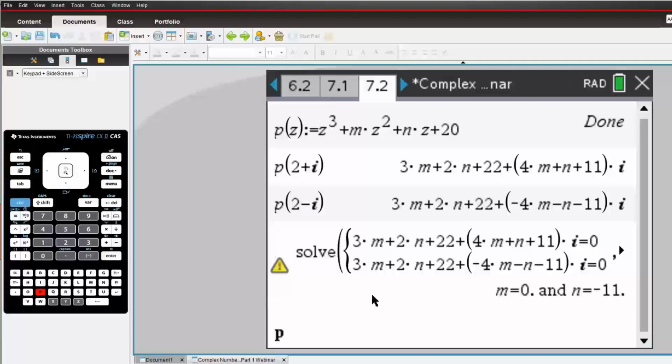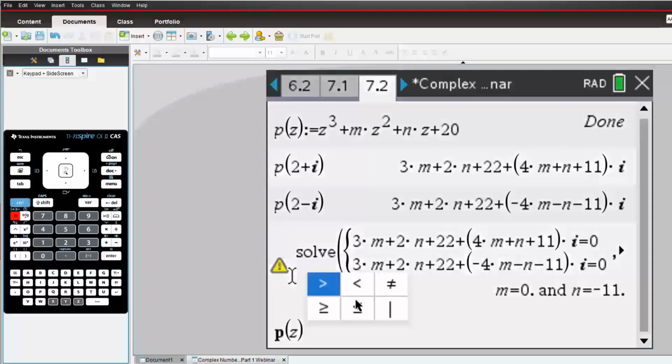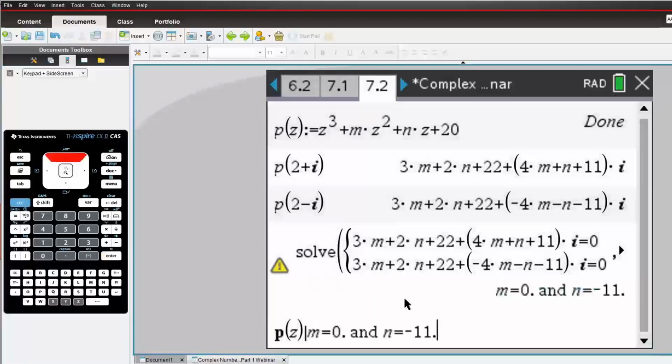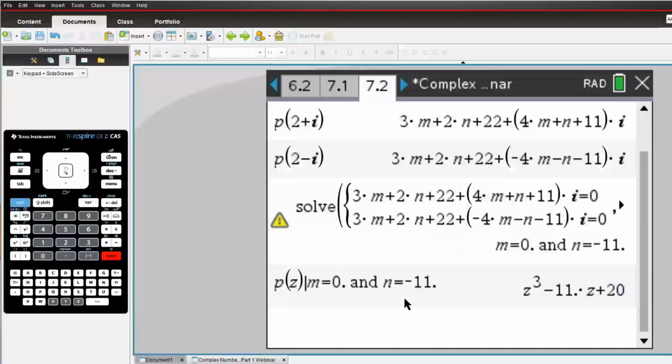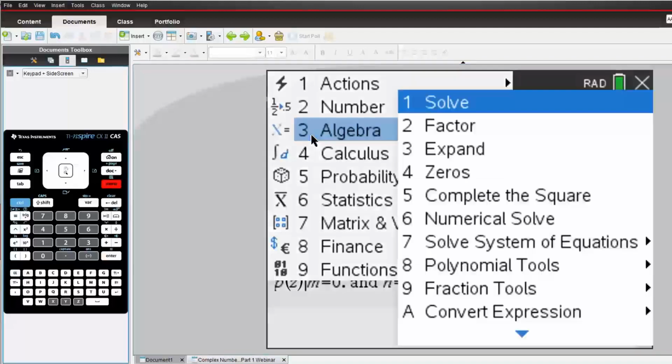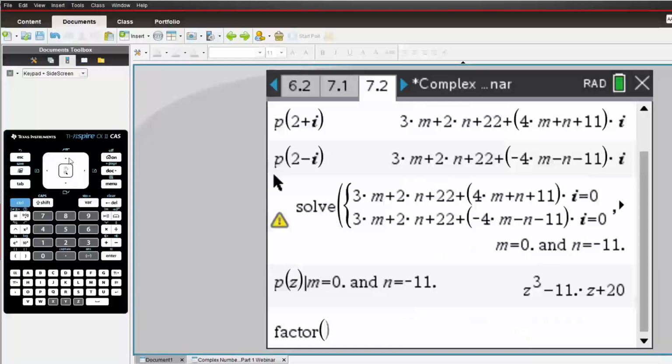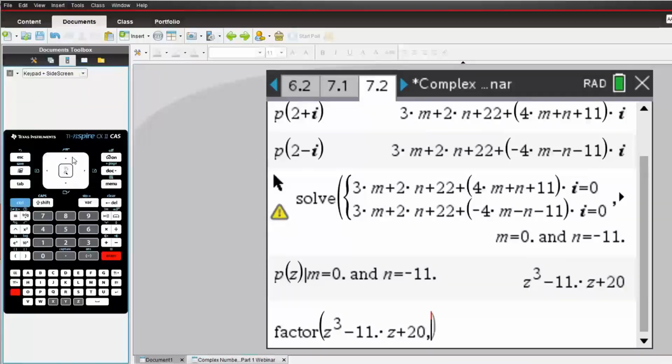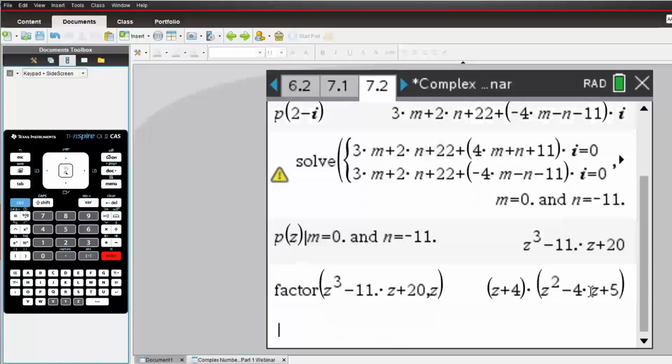So I can just use solve again because I'm solving for m and n and they are real numbers. So what I can do now is ask, what is my polynomial for those two values of m and n? So I go up. My polynomial here is z cubed minus 11z plus 20. Remember the question here said factorize over the real numbers. So we can just use algebra factor, and we want to factorize that, comma z. We know the quadratic because we knew 2 minus i and 2 plus i, and now we have z equals minus 4 as a real root.